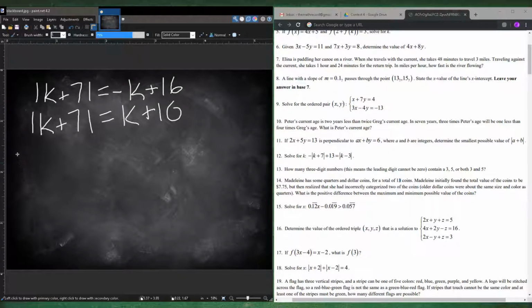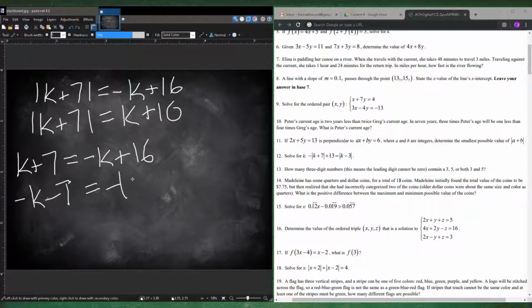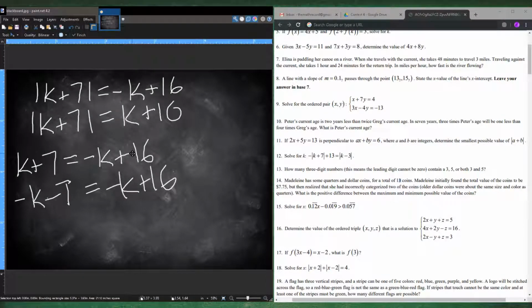So we have k plus 7. Imagine that it was just positive, so k plus 7 was positive, so you just delete that. So you have this. Or you have the negative version, so you have negative k minus 7 is equal to negative k plus 16. And we don't need this one anyway.